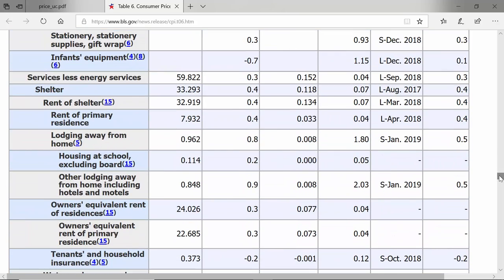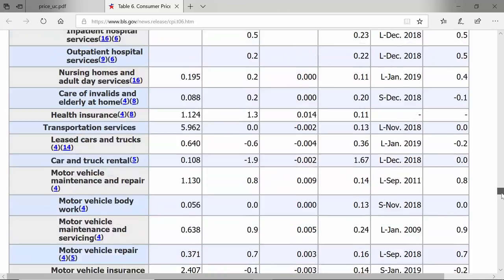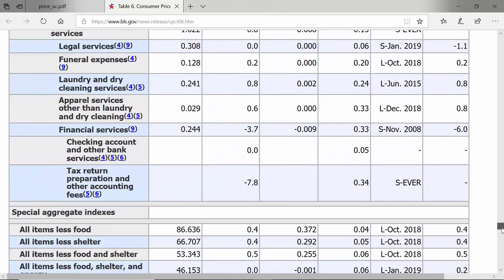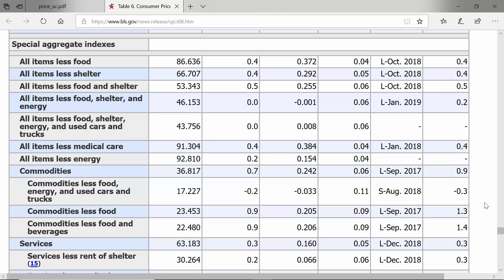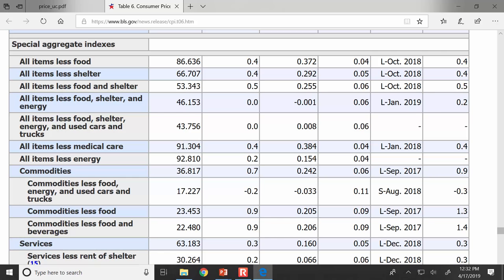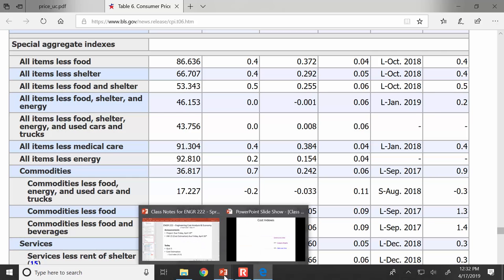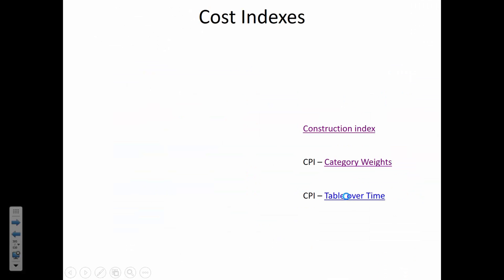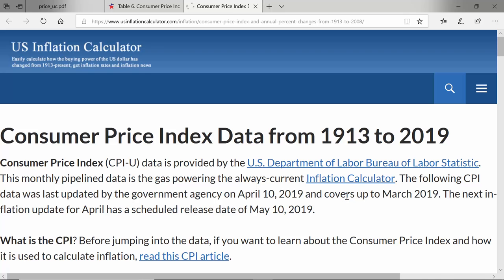Let me scroll down through here. They break out specific amounts like services, except for energy services. They have different summaries just to look at where people are spending their money. So if you look at everything except for food, that's 86% of spending. Everything except for shelter, 66%. So it just kind of gives you an idea of the typical American and where they spend their money. And then if you look at how that changes over time, you can predict in the future how costs may increase.